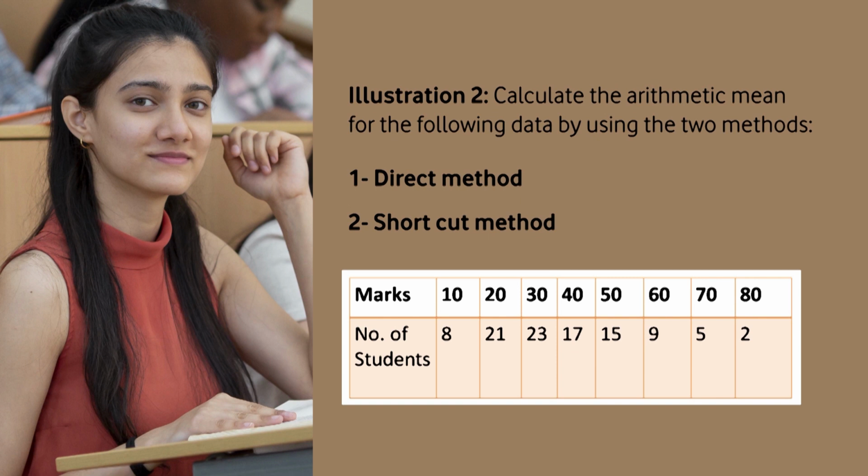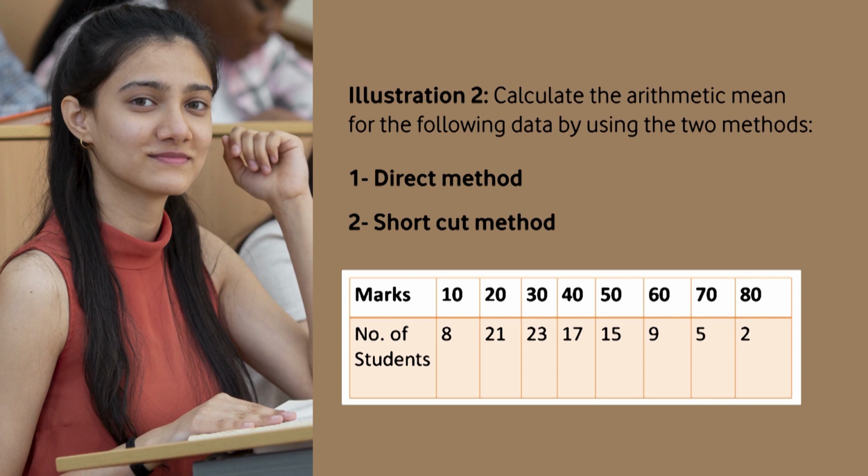There are 21 students who have scored 20 marks. There are 23 students who have scored 30 marks. There are 17 students who have scored 40 marks. There are 15 students who have scored 50 marks, and there are 9 with a score of 60, 5 with a score of 70 and 2 with a score of 80. Now, this is a discrete series. Why? Because for each value of the variable, the number of observations can be 1 or more than 1.